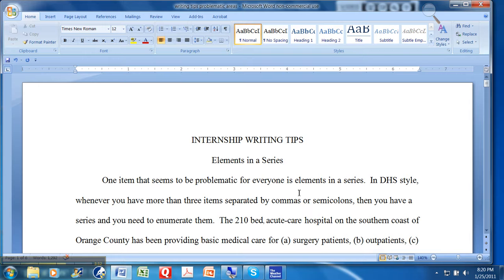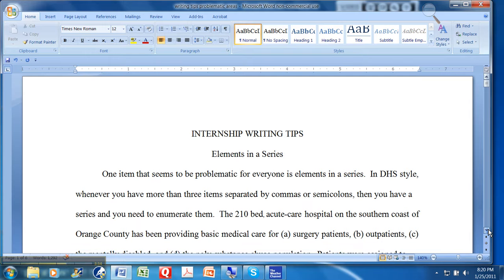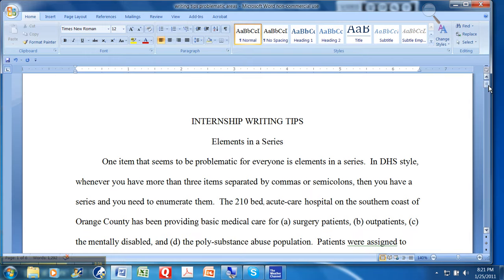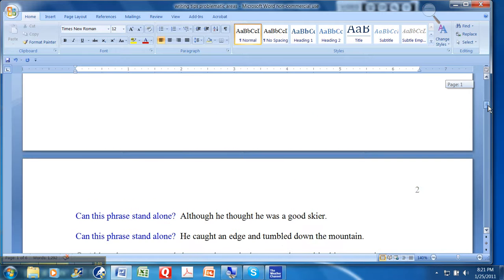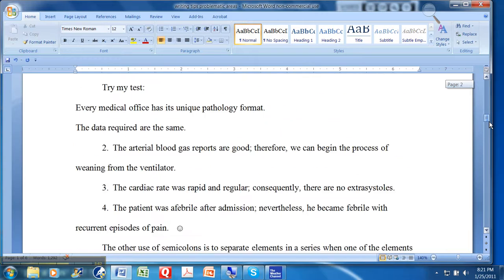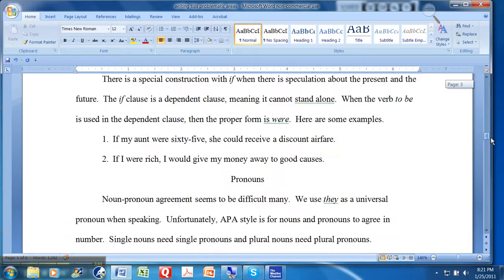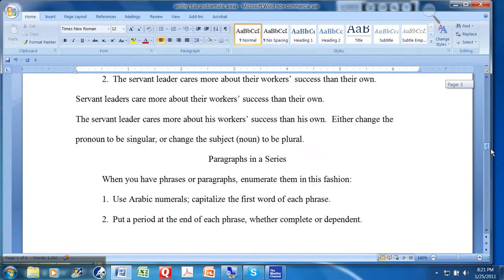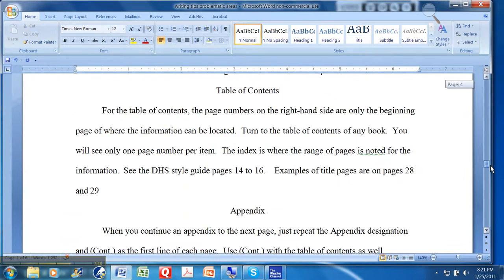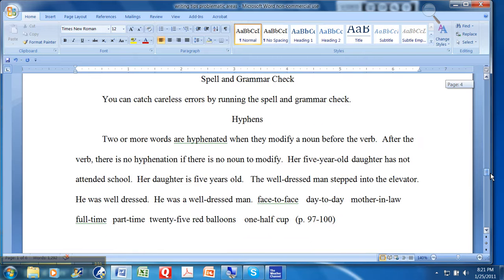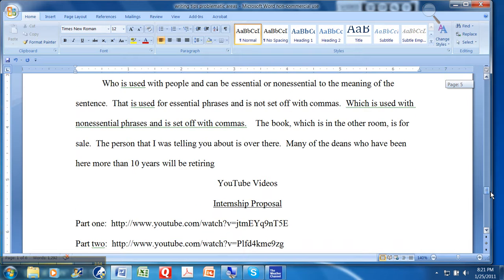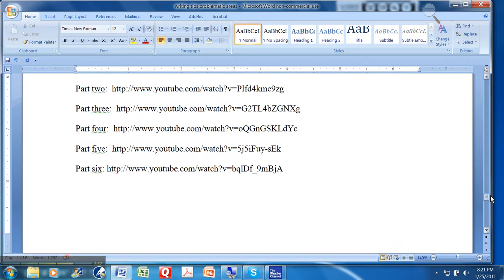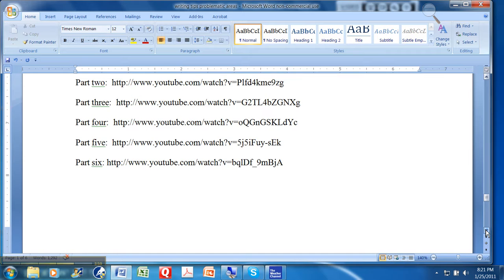Notice that the whole paper is double spaced throughout. There are no extra spaces between the headings and the paragraphs or between the paragraphs. The rest of these are level 2 headings. Let me get back down here so that I can show you the level 3 headings, which are centered and underlined. And I did this other one here.